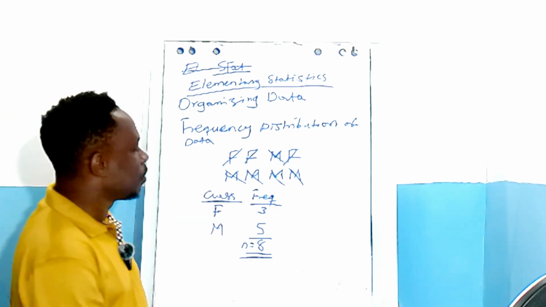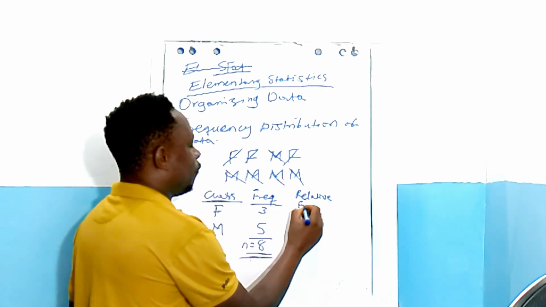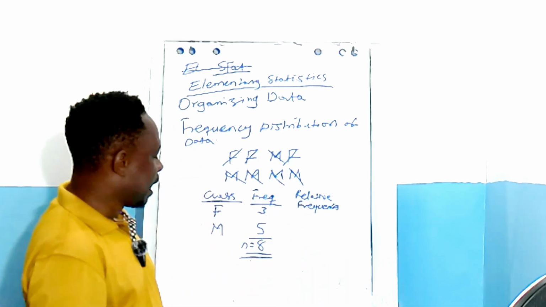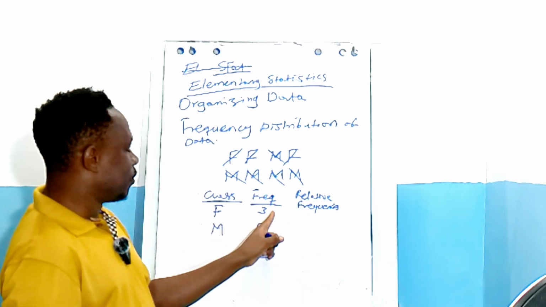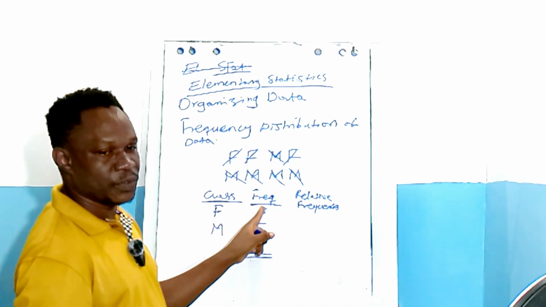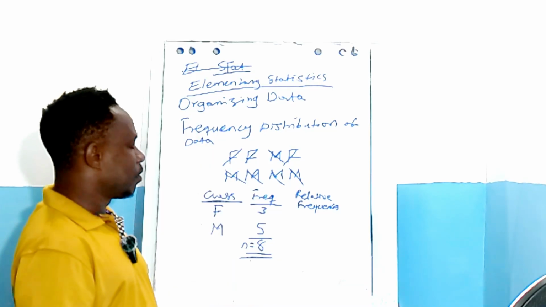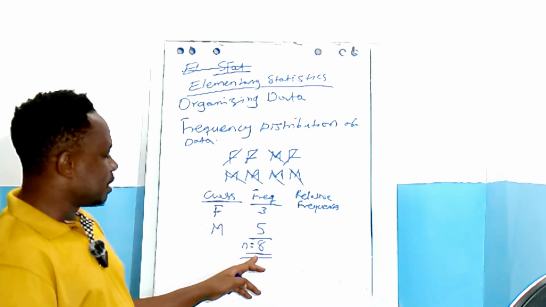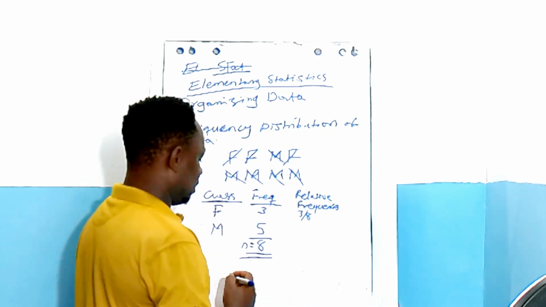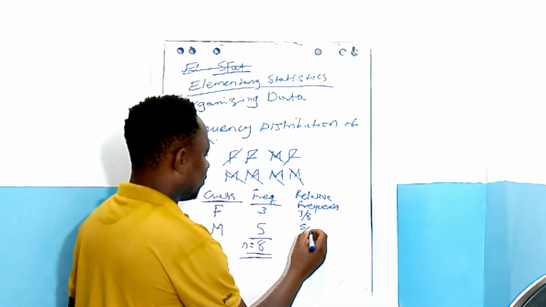We can calculate what we call the relative frequencies. That is, we are going to look at each category, the proportion of the presence in that category with relation to the whole sample that we collected. So the relative frequency here for female will be 3 divided by 8. And then the relative frequency for male will be 5 divided by 8.